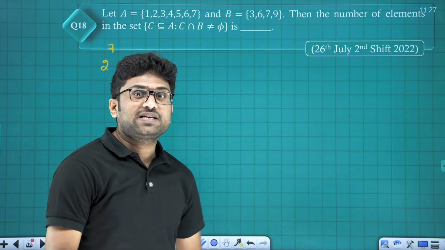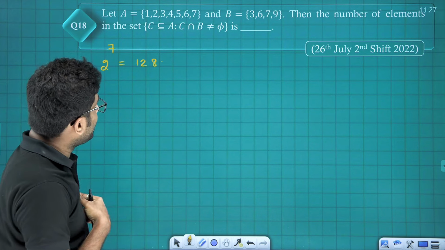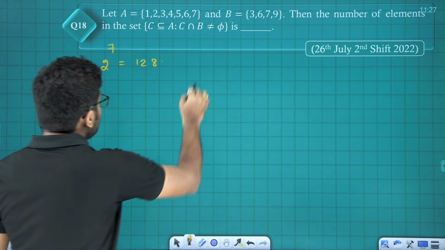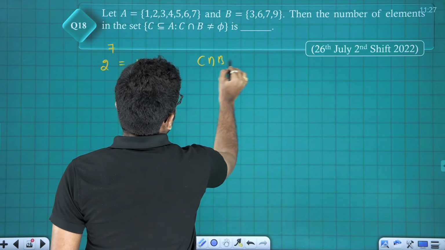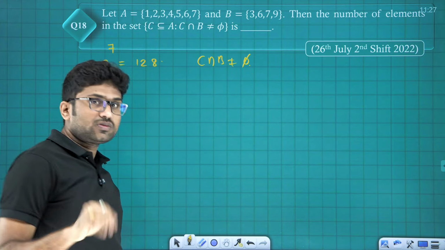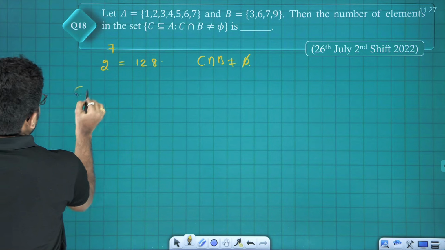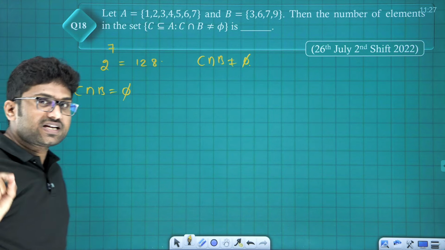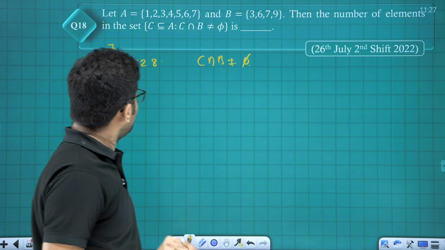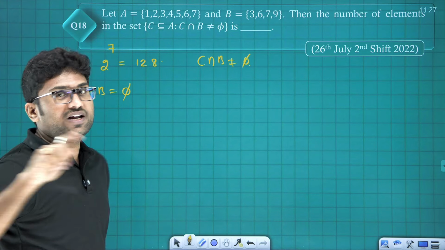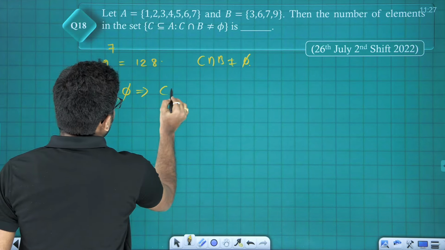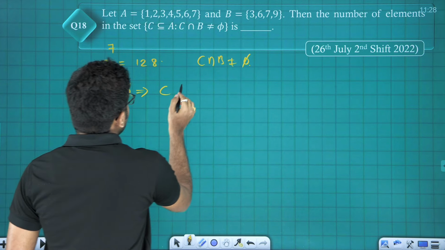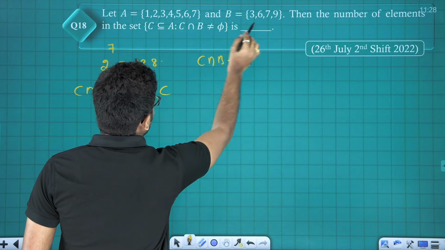Now C subset of B, now we have to take C subset of B such that C intersection B is not equal to 5. For that we do one thing. Let's take C intersection B equals 5. Let's take the set of elements of C such that C subset of B is equal to 5. That means for sure C should include, what are all the elements that C should include?